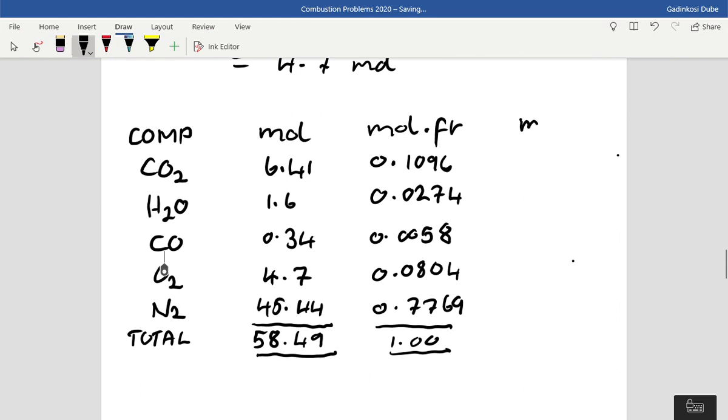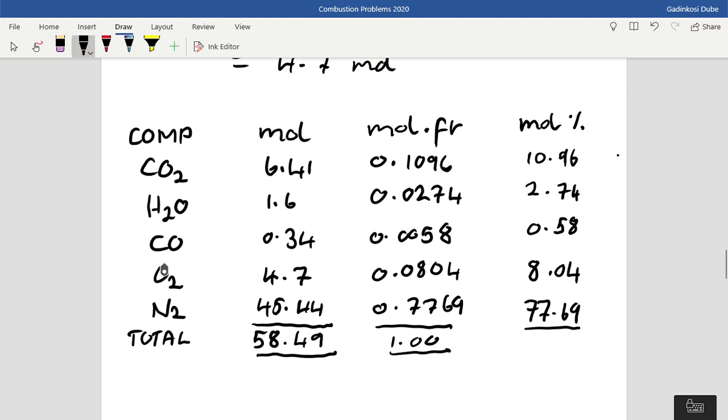More or less the total, and then it's your mole percentages now. Your mole percentages, it's the same, you just multiply by 100, so it's 10.96. H2O is 2.74. The other one is 0.58. So it's in very minute quantities. Then the other one, lastly, you've got 0.08. So this is supposed to be 8%. I shouldn't write it in molar form. I should write it now in percentage form, not in mole fraction. Sorry. So now here you've got 8.04, and then 77.69, nitrogen being in large quantities, and this is your 100%.